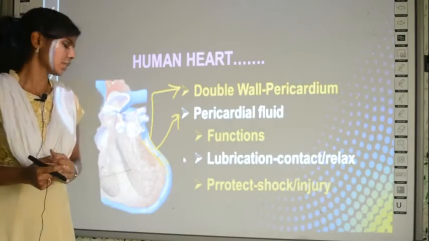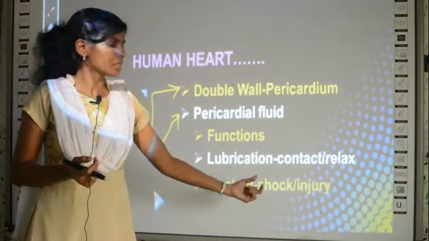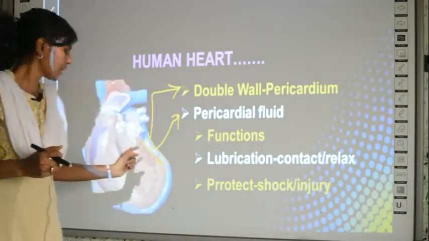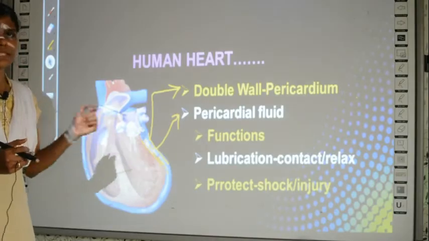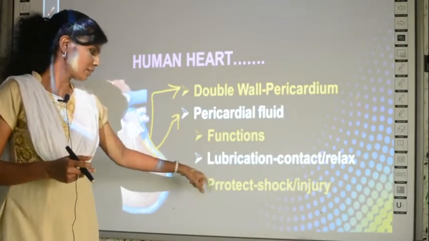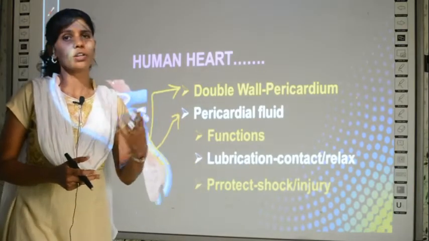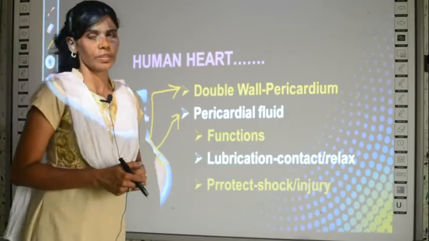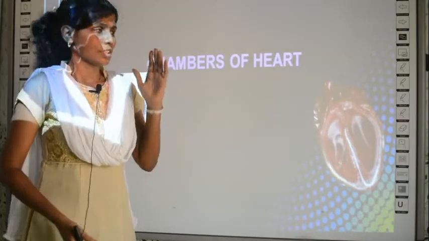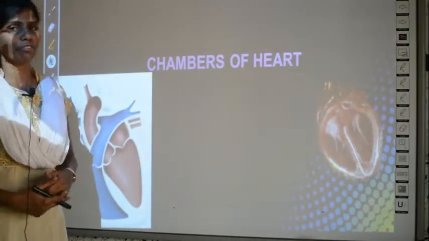The second function is, when there is a liquid, the protection happens. Shock or injury of the heart is prevented when the outer surface is covered with some liquid. The heart is protected from, protect spelling is wrong, I have put a double R. It is protected from shock or injury. Okay, so these are all some more concepts. So in this slide we are going to learn about the detailed structure of the heart.